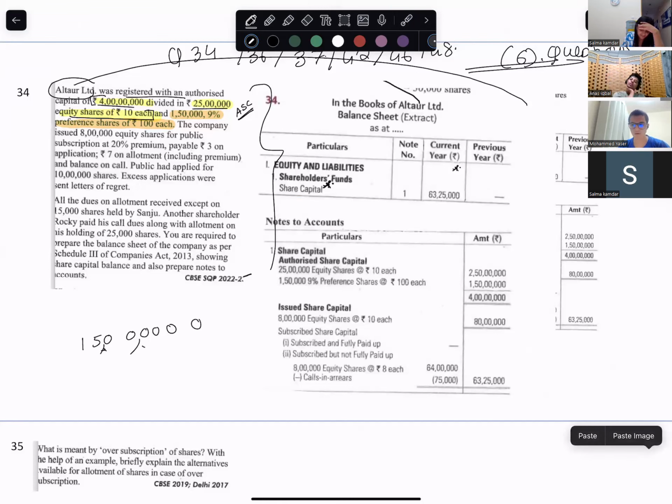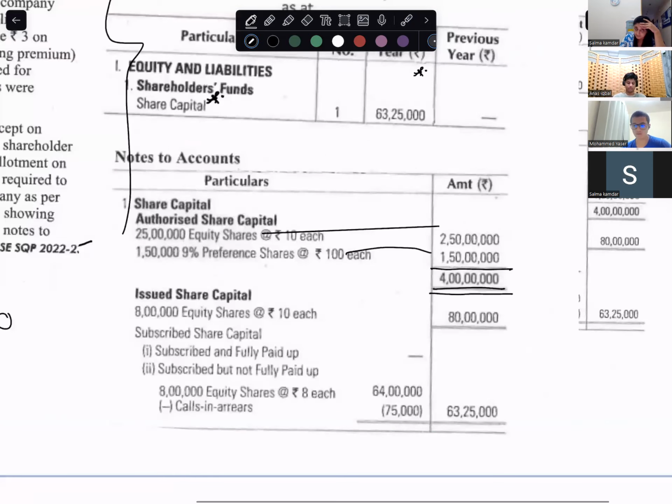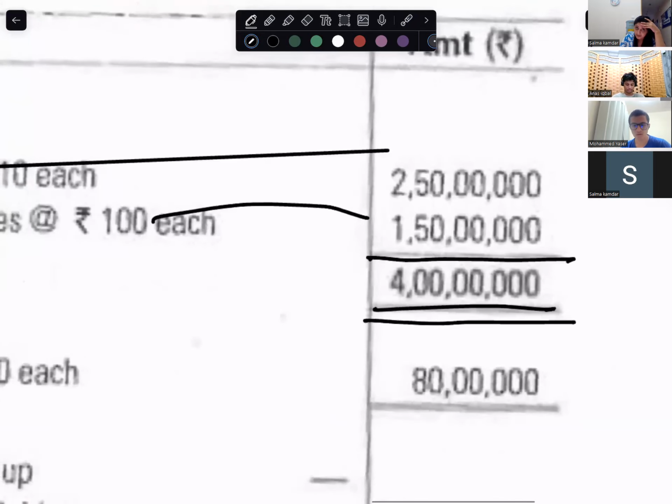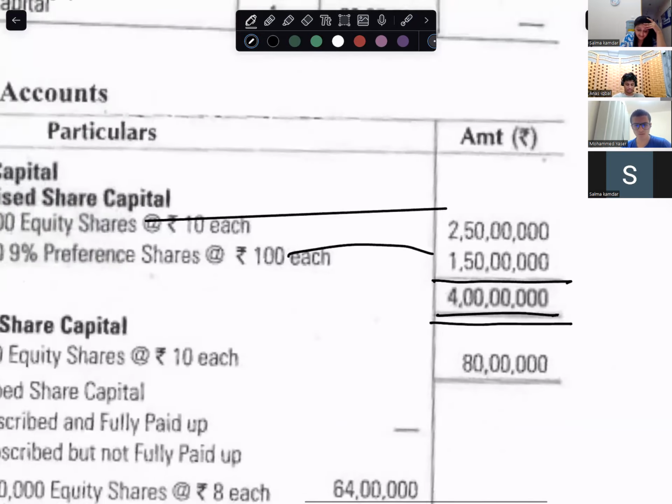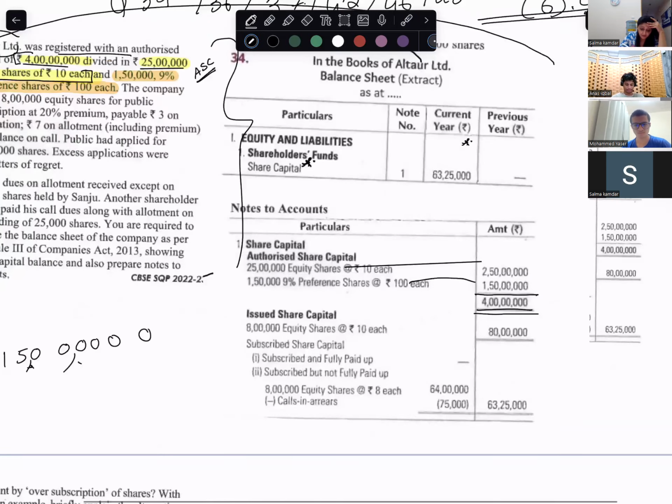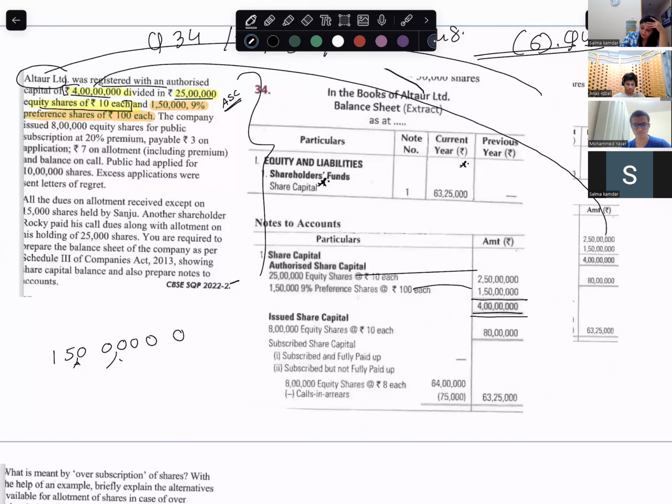Anas, are you with me? Yes, ma'am. Have you read the authorized share capital? The equity shares, you put the amount. With the preference shares, you put the amount. Do the total and make two lines like this. It should total up to how much? 4 million or 4 crores. Are you with me? Yes, ma'am.